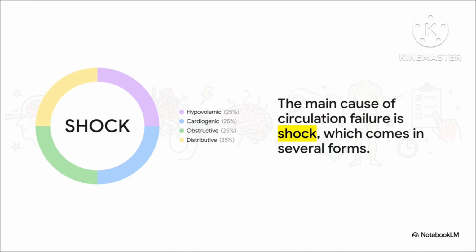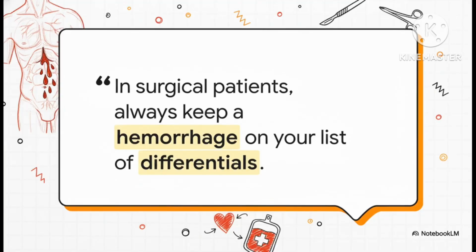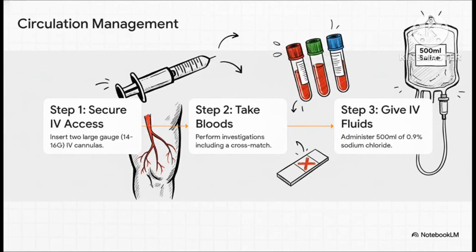The main reason for circulation failure is shock, and it comes in several different flavors. It could be hypovolemic shock from blood loss or distributive shock from something like sepsis. Now, this brings us to a really important clinical tip. This is so crucial. In any patient who's had surgery, you always have to be thinking about bleeding as a potential cause of hypovolemic shock. It is a differential diagnosis you simply cannot afford to miss. So, what do you do? You get IV access right away with large cannulas, so you can give fluids or even blood products quickly. At the same time, you're drawing blood for tests, including a cross-match, just in case a transfusion is needed. And then you start giving IV fluids.